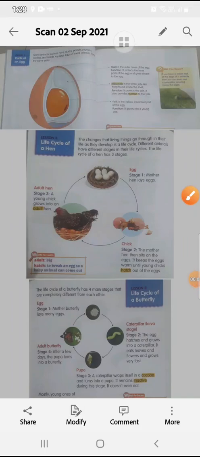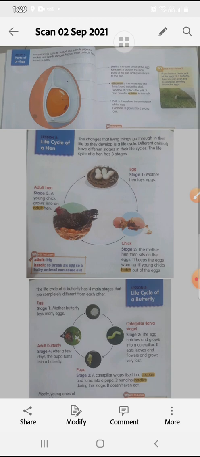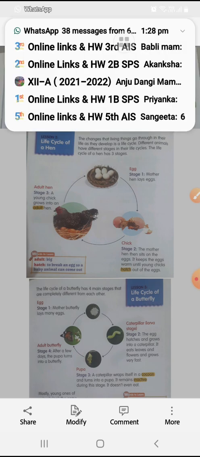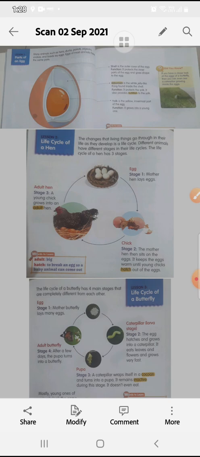Class second. Today we'll start block 9, and in this block we will learn about animals that lay eggs. In this block we will learn an egg has 3 parts, the different stages in the hen's life cycle, butterfly's life cycle, and frog's life cycle.